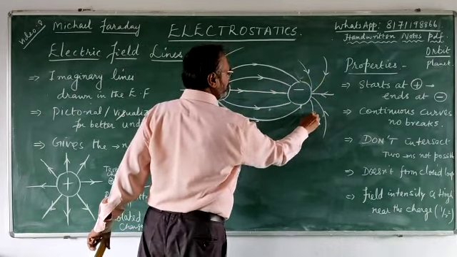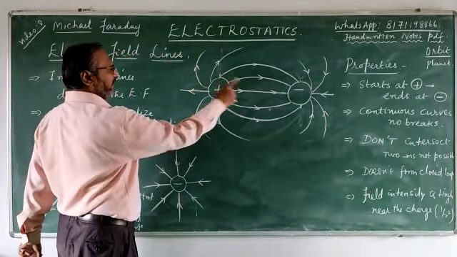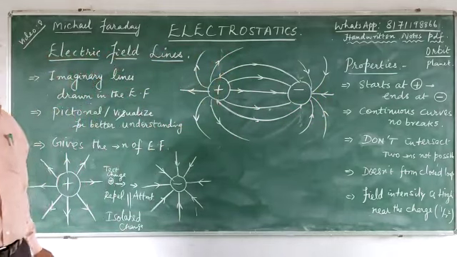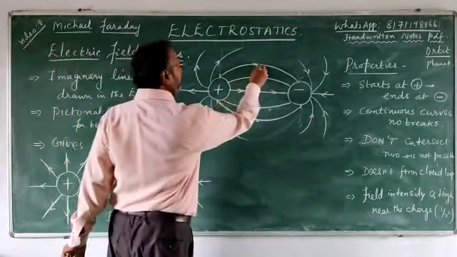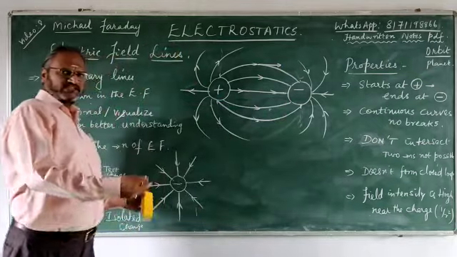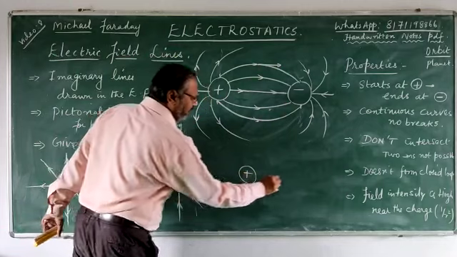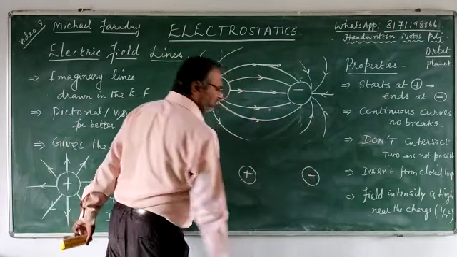Fine. So this is about the electric field lines for a positive and negative charge. At any point, it gives you the electric field. You know it's a tangent drawn at the point. So it's very simple.